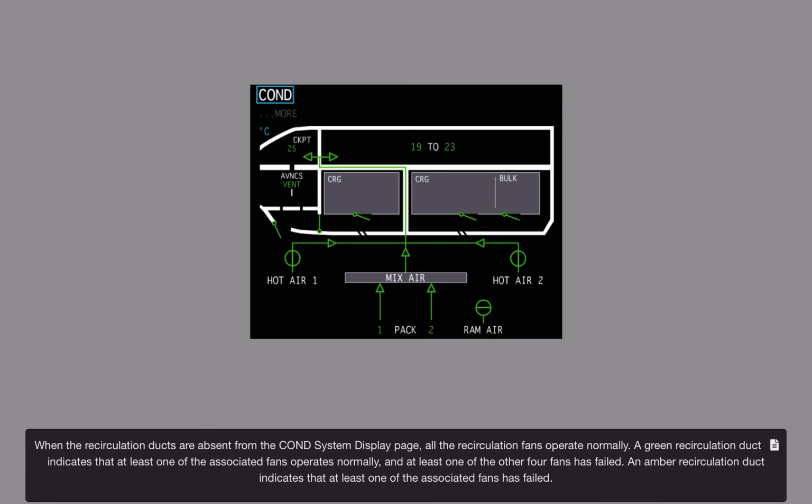When the recirculation ducts are absent from the condition system display page, all the recirculation fans operate normally. A green recirculation duct indicates that at least one of the associated fans operates normally, and at least one of the other 4 fans has failed. An amber recirculation duct indicates that at least one of the associated fans has failed.